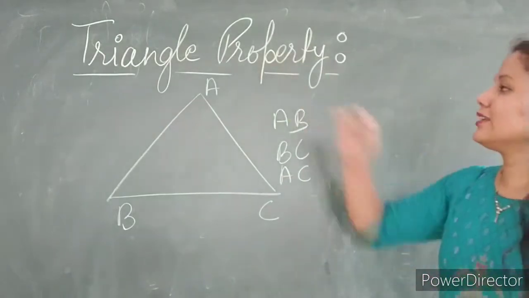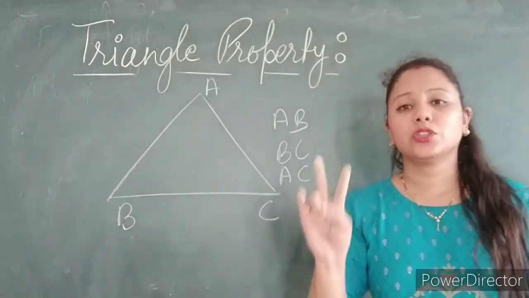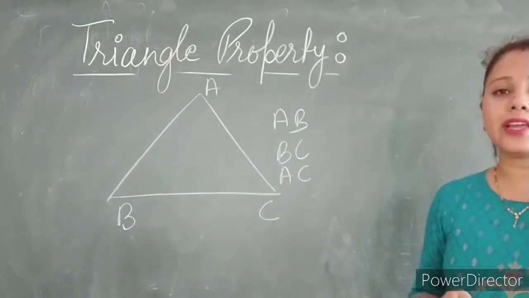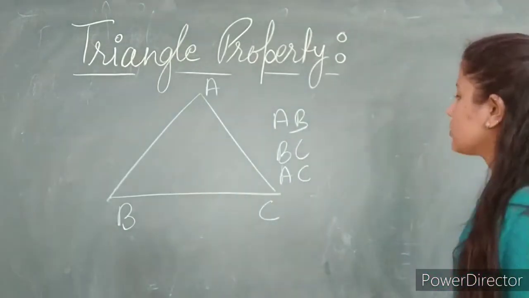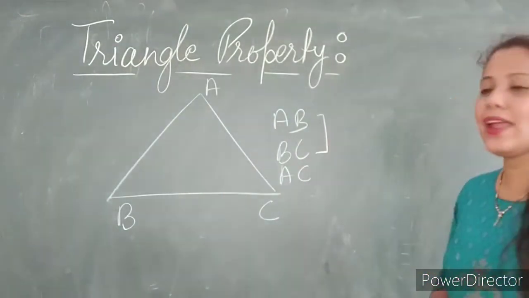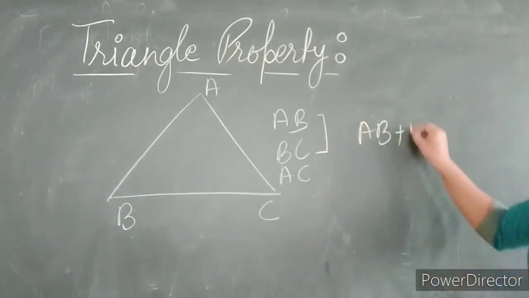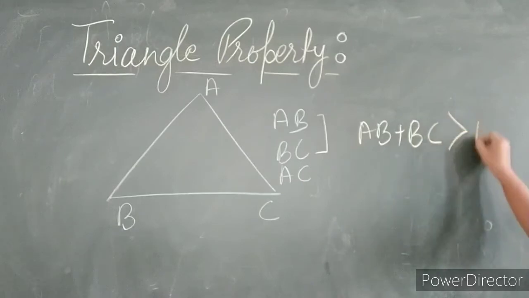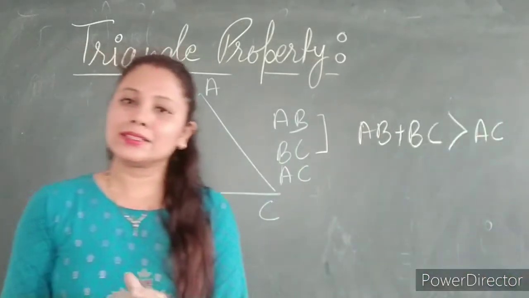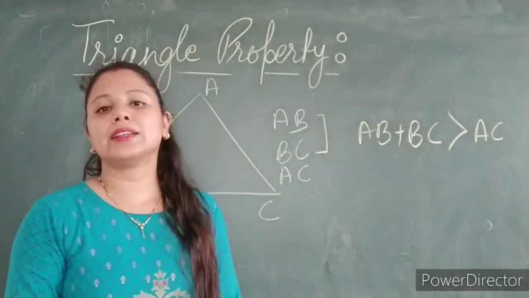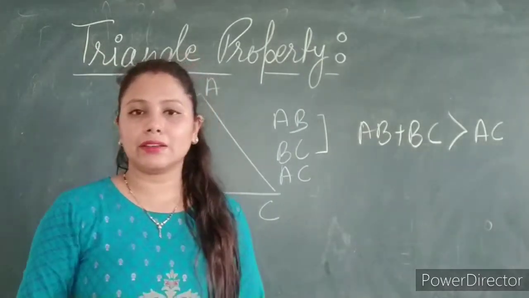Clear? So according to the triangle property, when you add any two sides, अब इसमें से कोई से भी two sides को अगर add करते हैं, उनका sum हमेशा third side से बड़ा होगा. So suppose I am going to add AB and BC, so AB plus BC is always greater than the third side, that is AC. Clear? So what is the triangle property? When you add any two sides of a triangle, its sum is always greater than the third side.